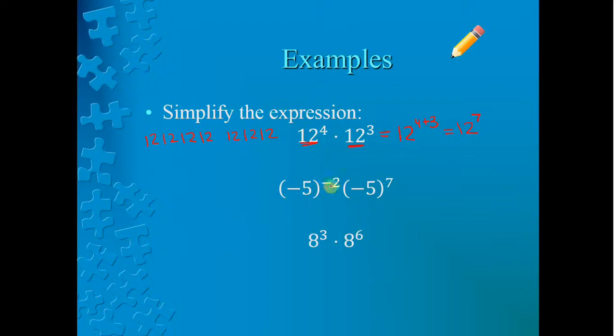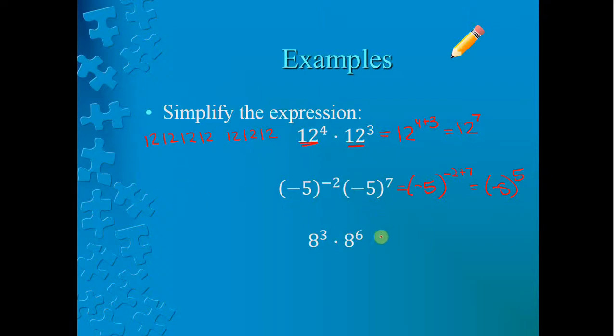This one, I can't really write out -2; it's kind of difficult to write. So what I can do, though, is add my exponents. -2 plus 7, well, that's just 5. So that's pretty simple: -5 to the 5th. And you can easily type that in your calculator, and you can get immediately what that is.